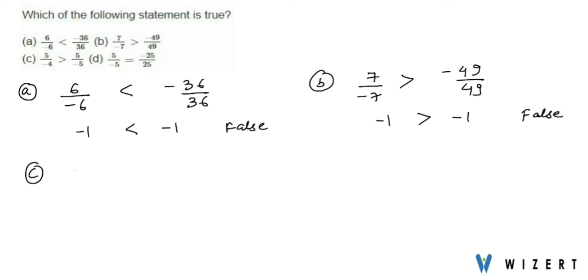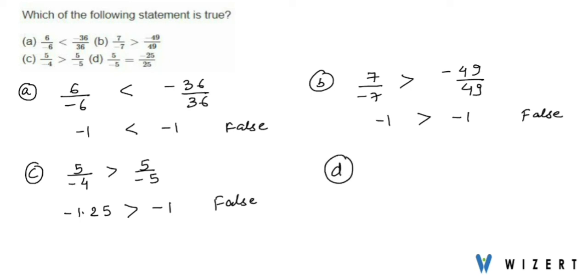So coming to the third option C, 5 by minus 4 is greater than 5 by minus 5. So 5 by minus 4 is minus 1.25 if we convert it into decimal. And 5 by minus 5 is again minus 1. Then here we can see that minus 1.25 is less than minus 1 because it comes on the left side in the number line. So this is also false.